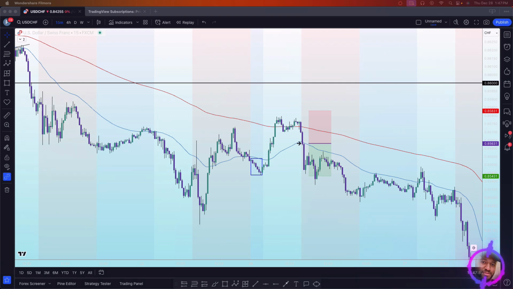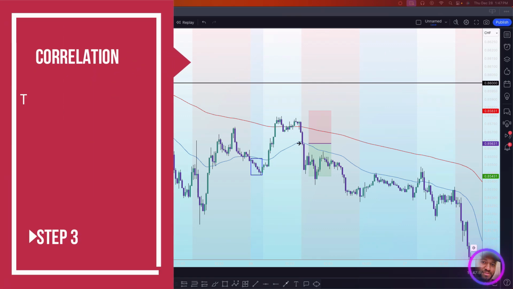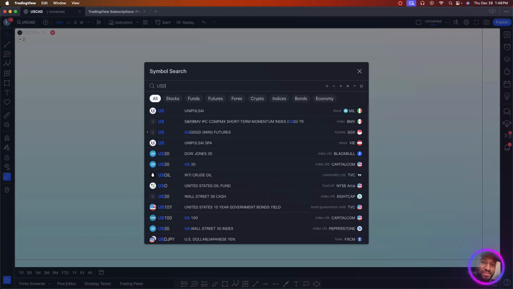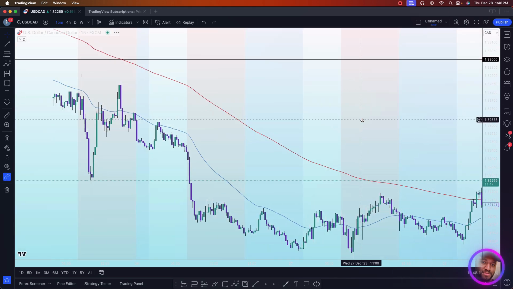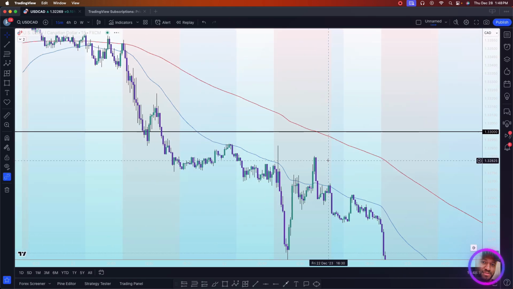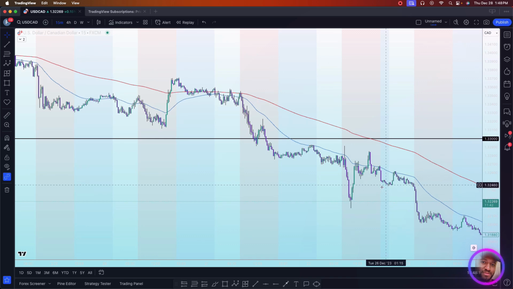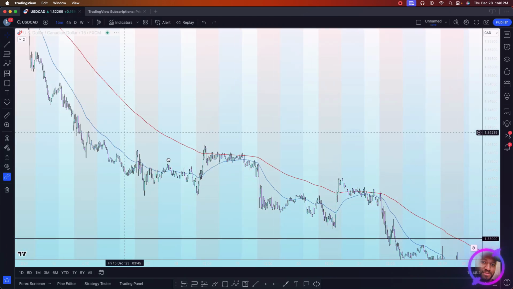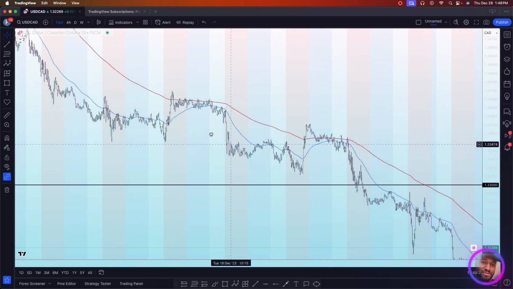I'll talk about correlation. It's very important. You want to trade a weak pair against a strong pair, or vice versa, strong pair against a weak pair. Looking at the USD CAD, let's look at USD CAD. When I took this trade, it was in a downtrend. You can go back and clearly see it had been going down for days.